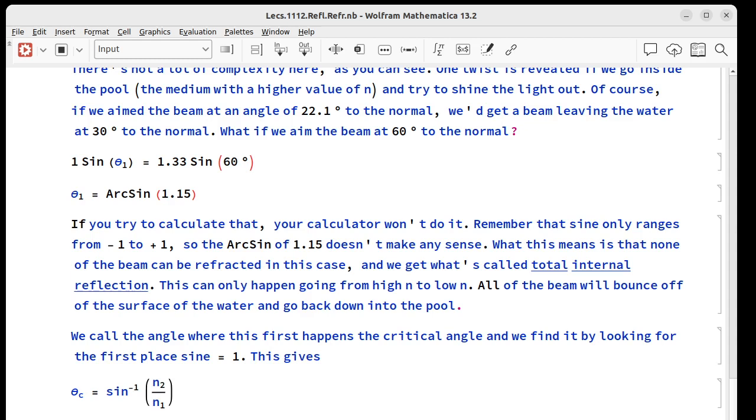Now, if you saw this formula on a test on the formula sheet and thought, oh, I can't remember which is N1, which is N2, the only way it will work is if the smaller value is on top and the larger value is on the bottom. Otherwise, your calculator won't do it.